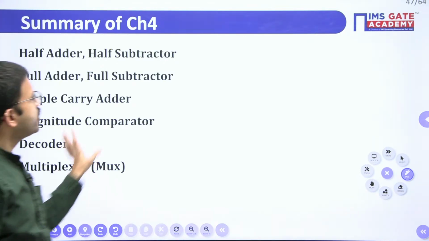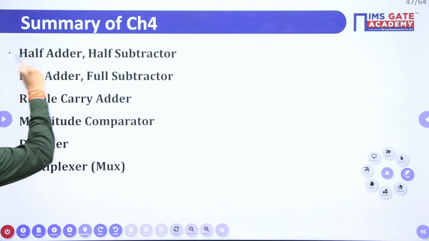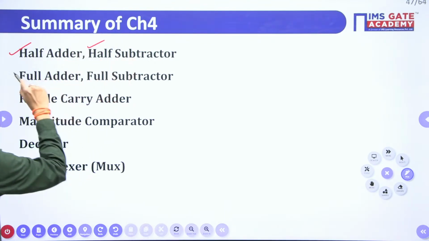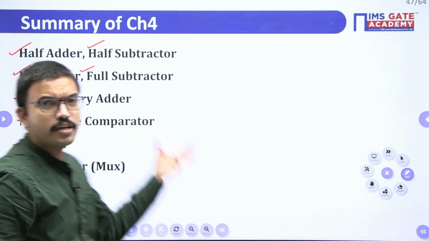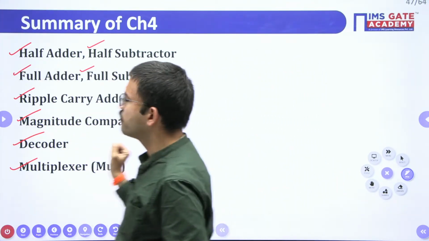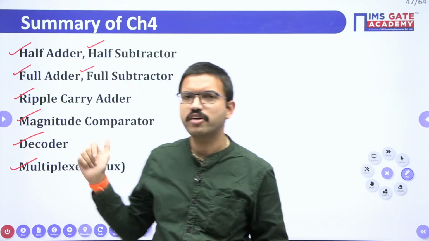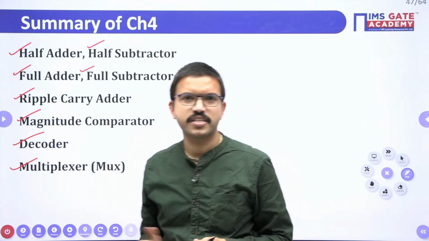So with this we have completed the questions related to chapter 4. Here we have discussed the questions based on half adder, half subtractor, full adder, full subtractor, ripple carry adder, magnitude comparator, decoder, multiplexer. All the possible combinations and all the important models with respect to your coming GATE exam we have covered regarding third chapter and fourth chapter of digital circuit subject, right?